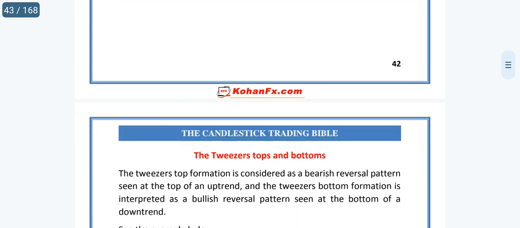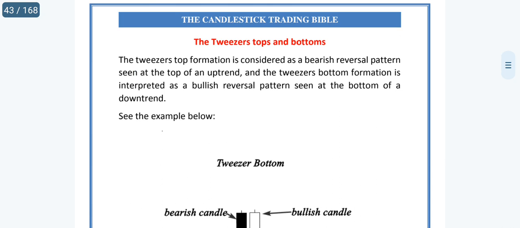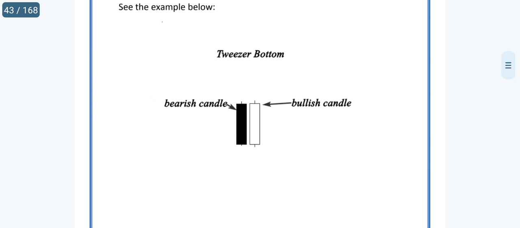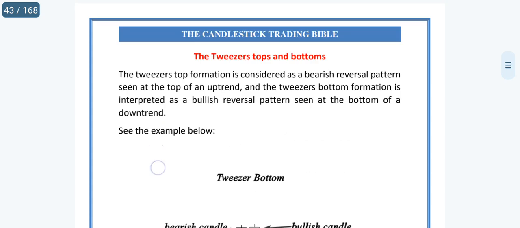Let us look at the last candlestick pattern for today, and it is called tweezer tops and bottoms. Tweezer top formation is considered a bearish reversal pattern seen at the top of an uptrend. The tweezer bottoms formation is interpreted as a bullish reversal pattern seen at the bottom of a downtrend. You can see we have the bearish candle and the bullish candle.